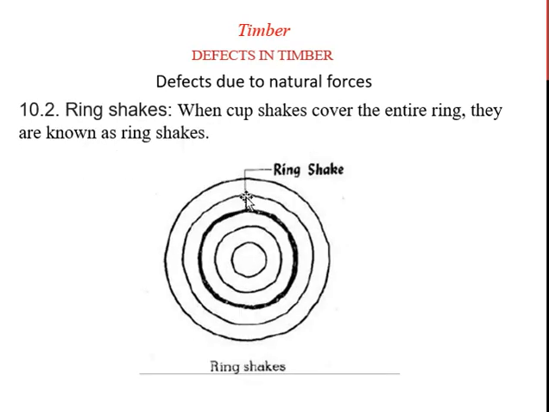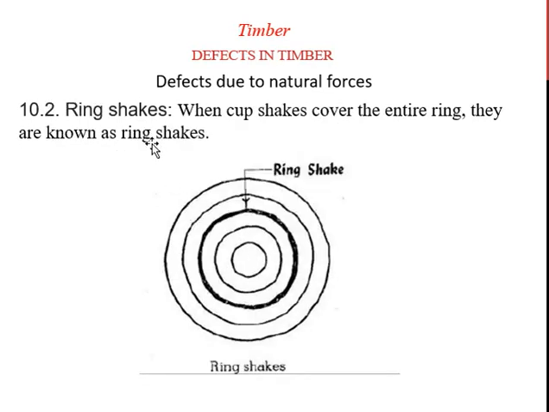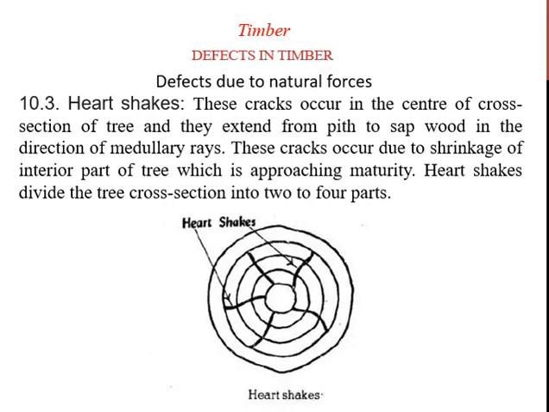The next type of defect is ring shake. In this case, if the whole cup shake covers the whole annual ring, then it comes under the ring shake. In the next tutorial video we will cover the heart shake.